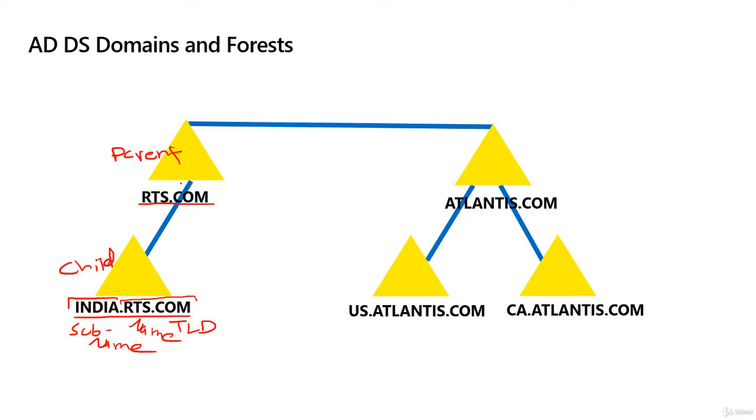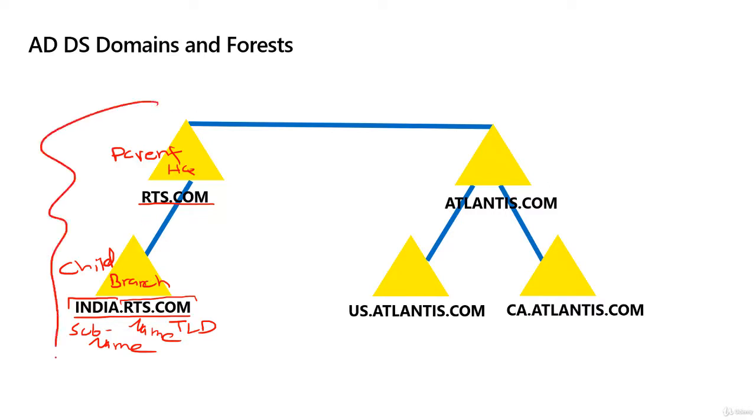Let's say rts.com. That is your headquarters location. You have a very large office in India, but it's not your headquarters location. So we're just going to call it a branch, like a branch office. You make it its own domain. It has its own administrators and all that, but you want it to be a child domain of RTS.